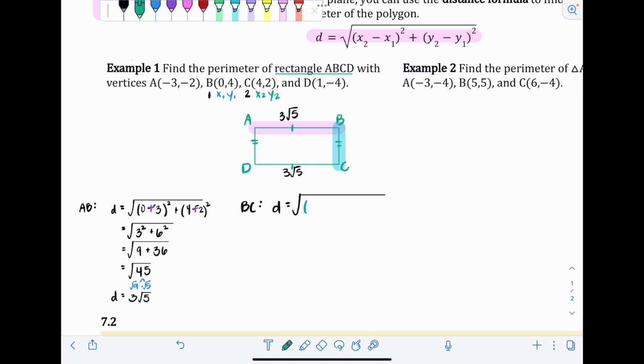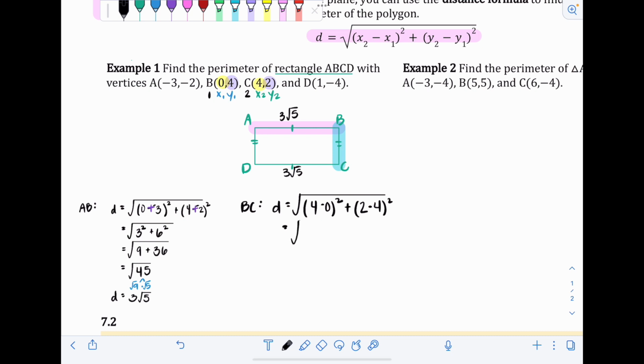So for the first part of the distance formula, sorry, I didn't mean to zoom out so far that you couldn't see it. But for the first part of the distance formula, it's x2 minus x1. So it'll be 4 minus 0. So 4 minus 0 squared, and then plus the second part is y2 minus y1. So 2 minus 4, and then squared.